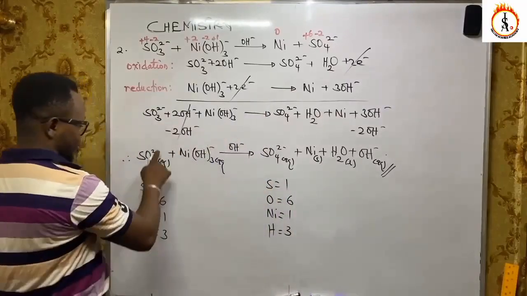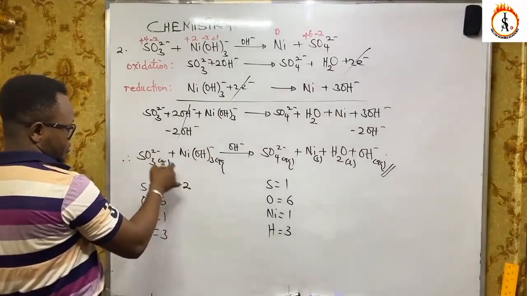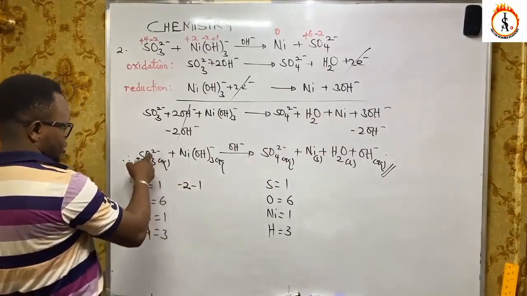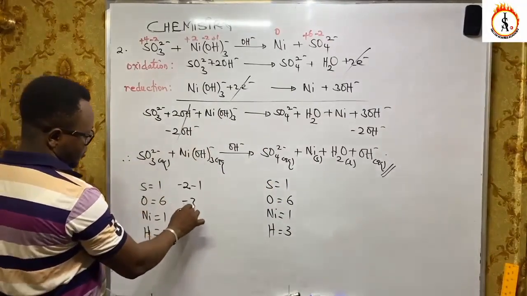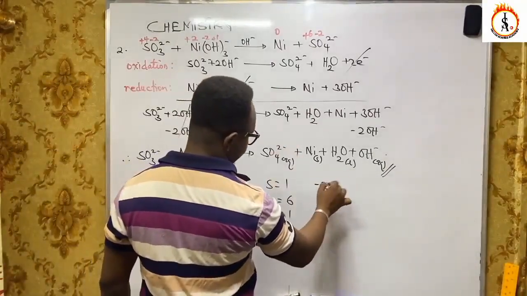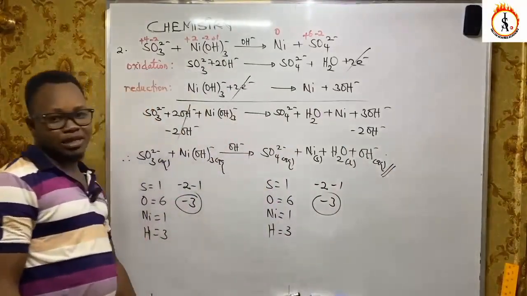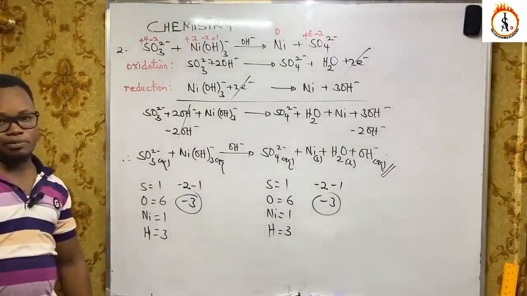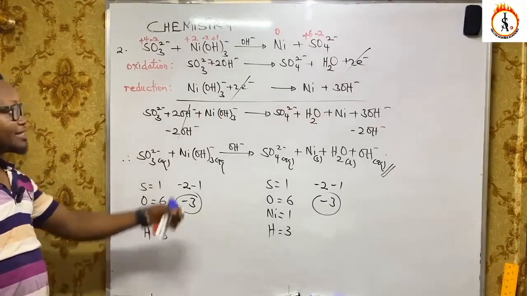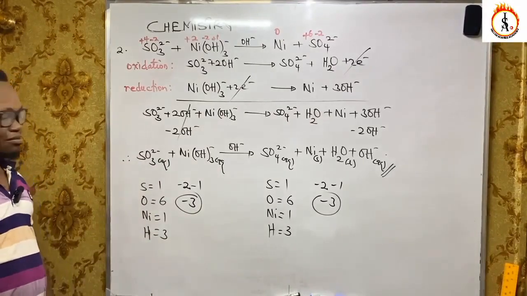So we look at the charges. Here we have a charge of what? -1 and -2. So you have this to be -2, this -1, which gives you a total charge of -3. Here you have a charge of -2 and this -1, charge of -3. So atoms are balanced and charges are balanced. So this is how you can go about balancing this in an alkaline medium.